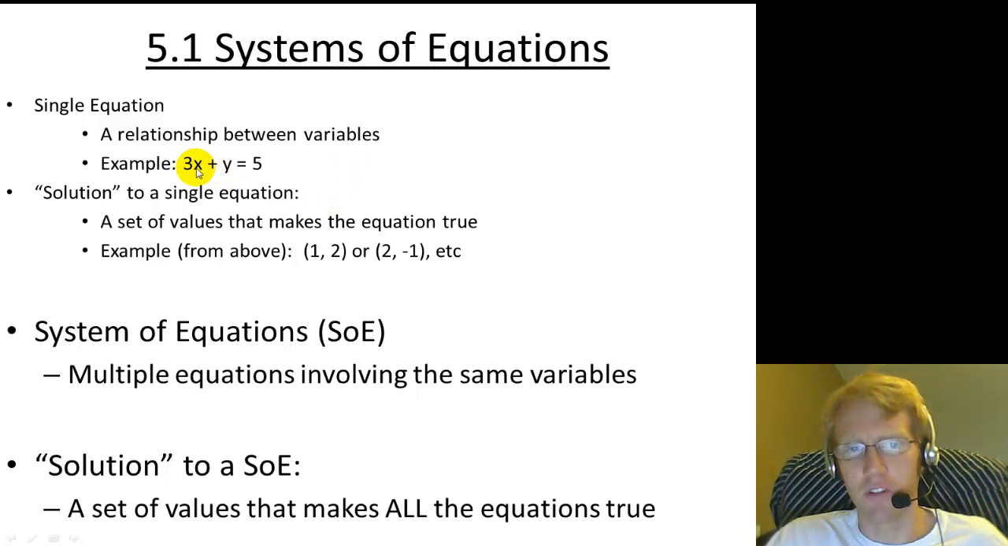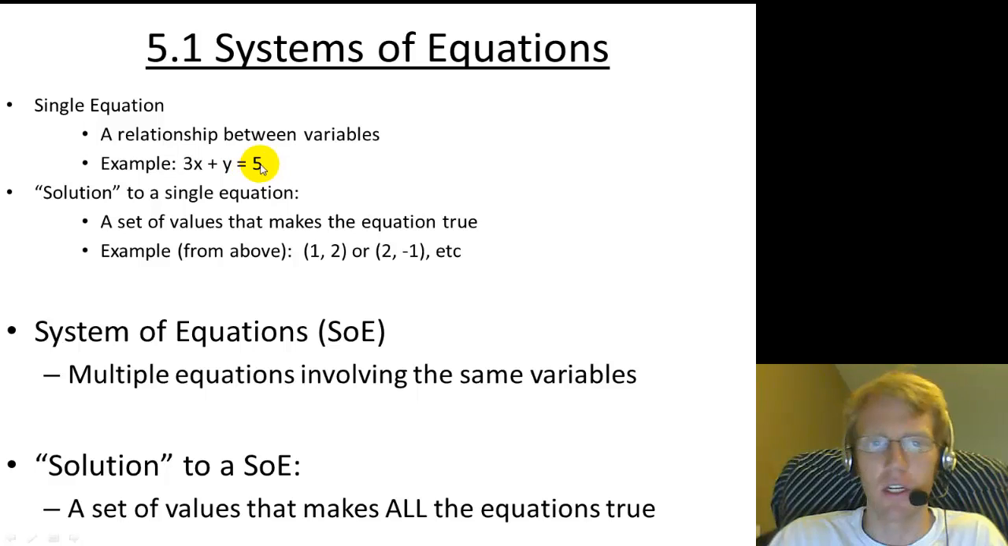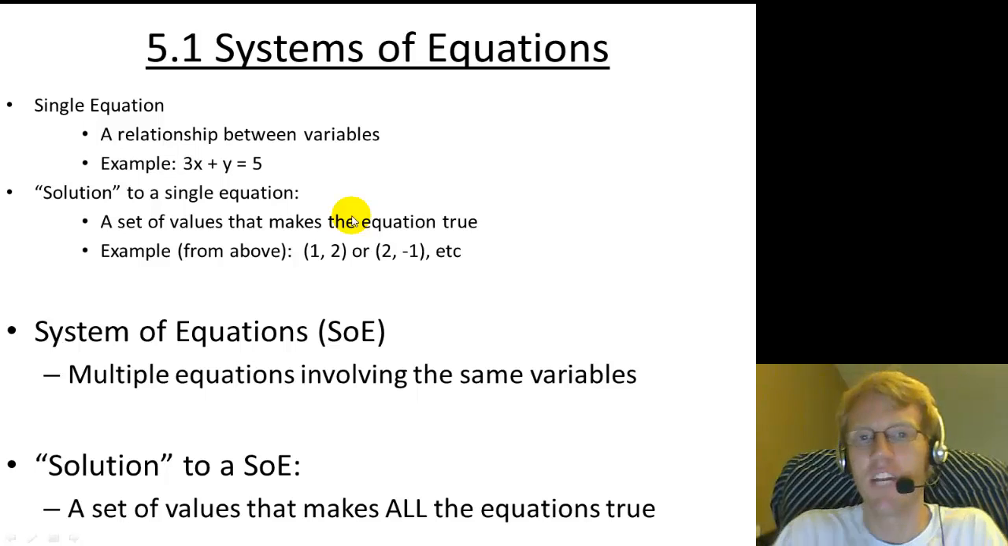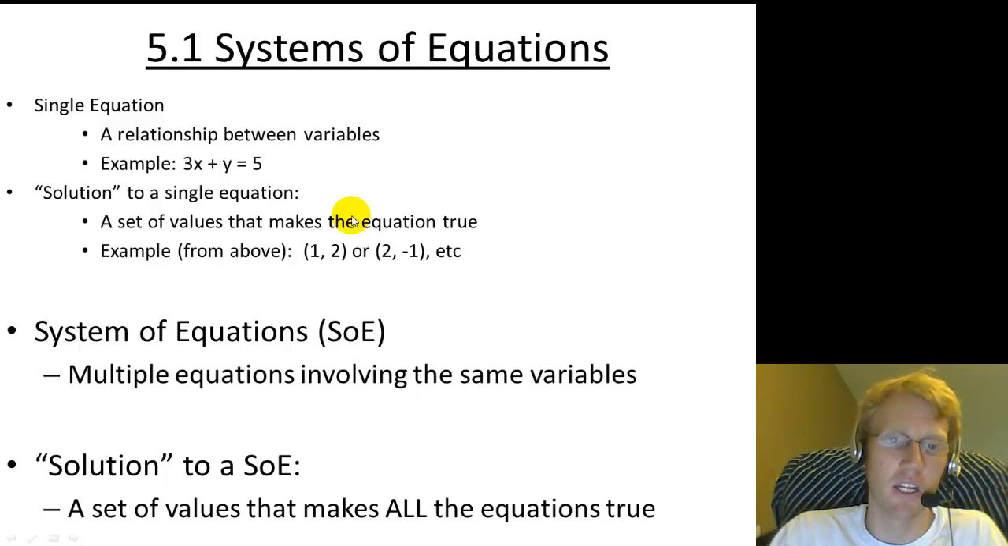So for example, if your equation was 3x plus y equals 5, then the point (1, 2) would work, because if you plug in a 1 here and a 2 here, 3 times 1 plus 2 is 5. Or (2, -1) works. So there would be an infinite number of solutions because there's an infinite number of points which lie on that line described by this equation. So that was a single equation.